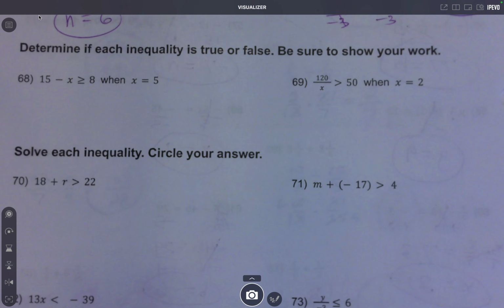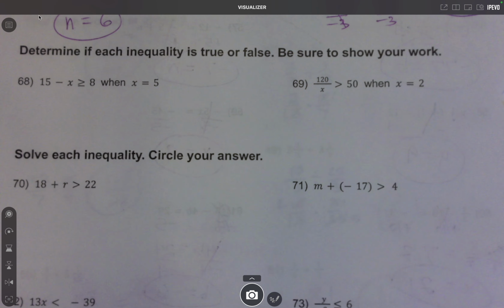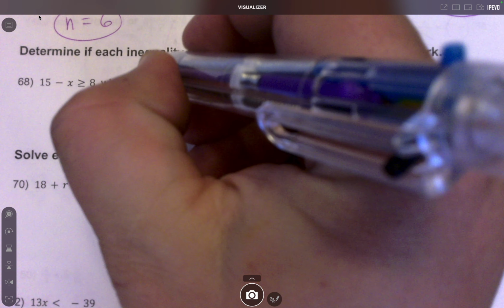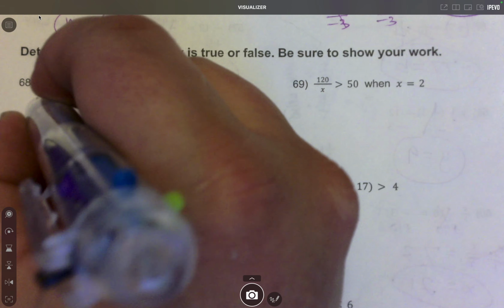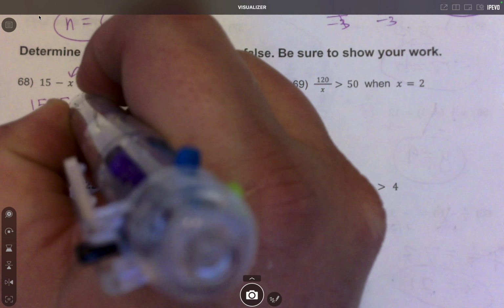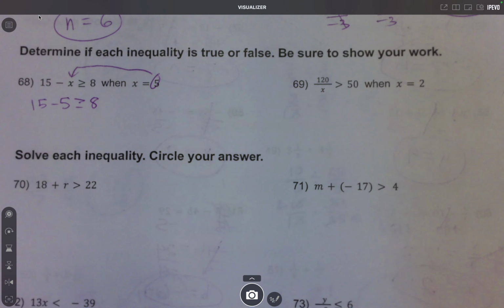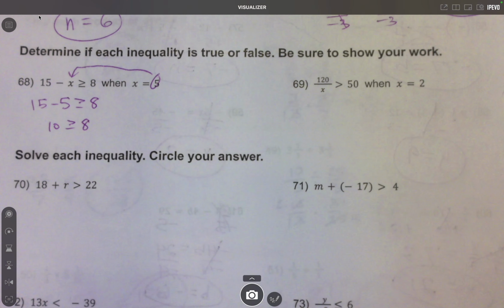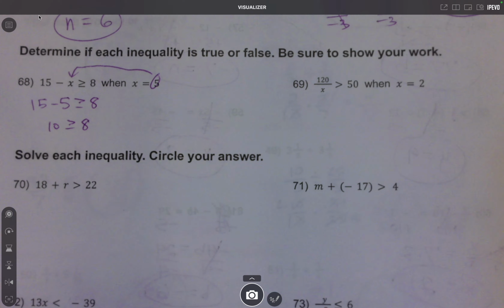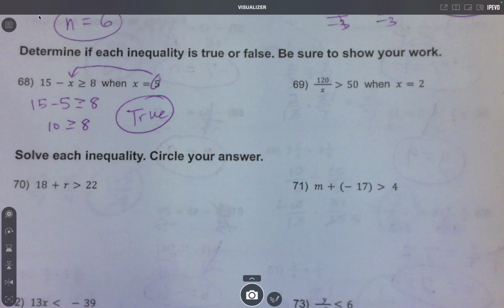Okay, on 68, it says determine if each inequality is true or false. Be sure to show your work. My goal is not to give you a 50-50 shot at guessing. That's why on these I want you to show your work. So it's telling you to plug 5 in for x. So we do 15 minus 5 greater than or equal to 8. 15 minus 5 is 10. So we ask ourselves, is 10 bigger than 8? It is. So this one is true.